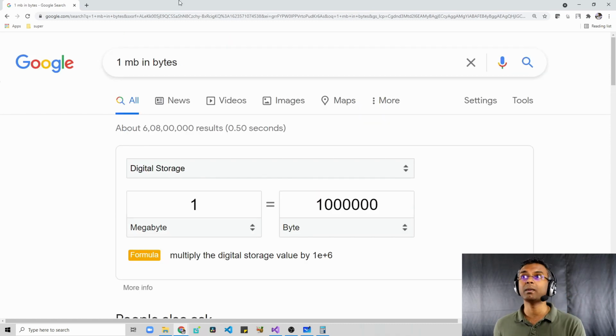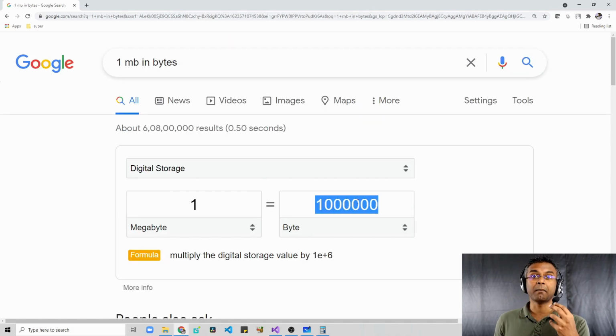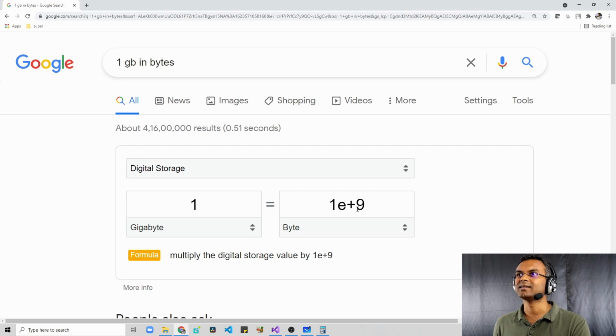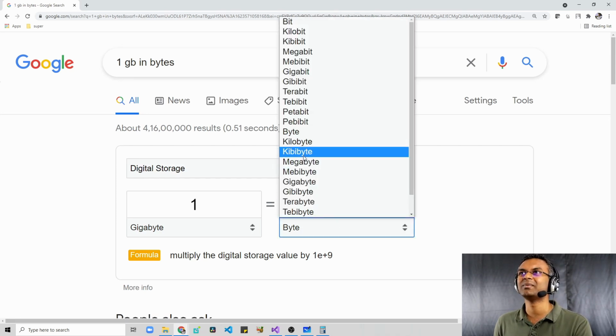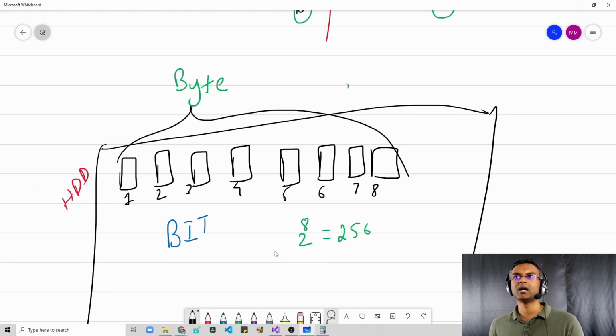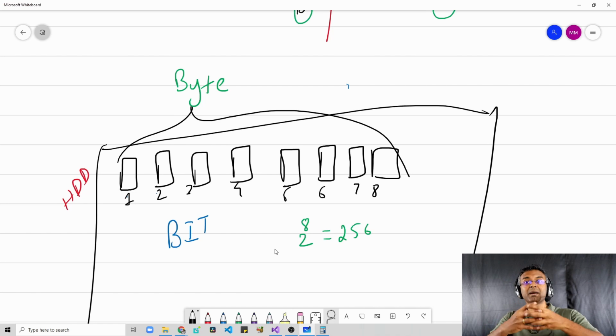And in 1 MB, 1 megabyte, 10 lakh bytes make up 1 MB. If you want to see how many bytes are in 1 GB, that's a big number, but anyway, you get the point. Maybe you can convert it to megabytes and see. 1000 megabytes make up 1 gigabyte. But you get the point, right? This is how the memory system is built in our computers. It's not magic, it's just clever engineering, right?